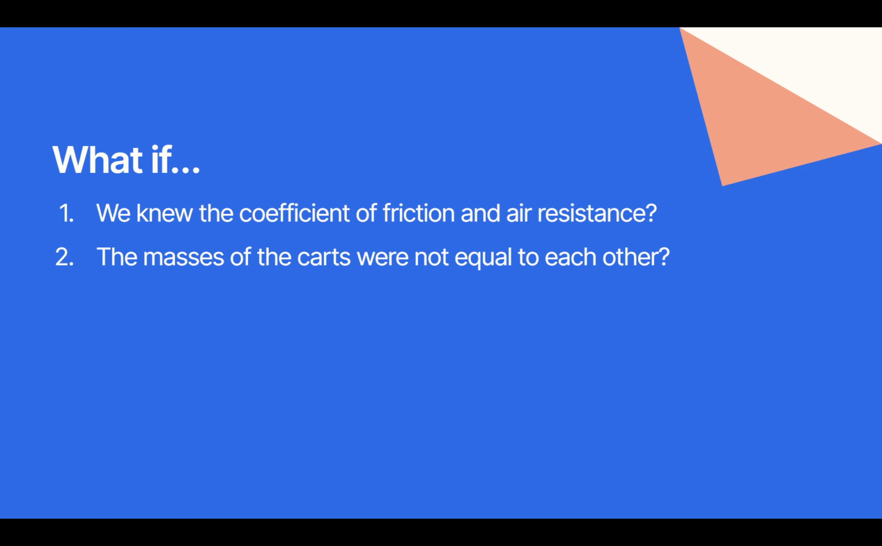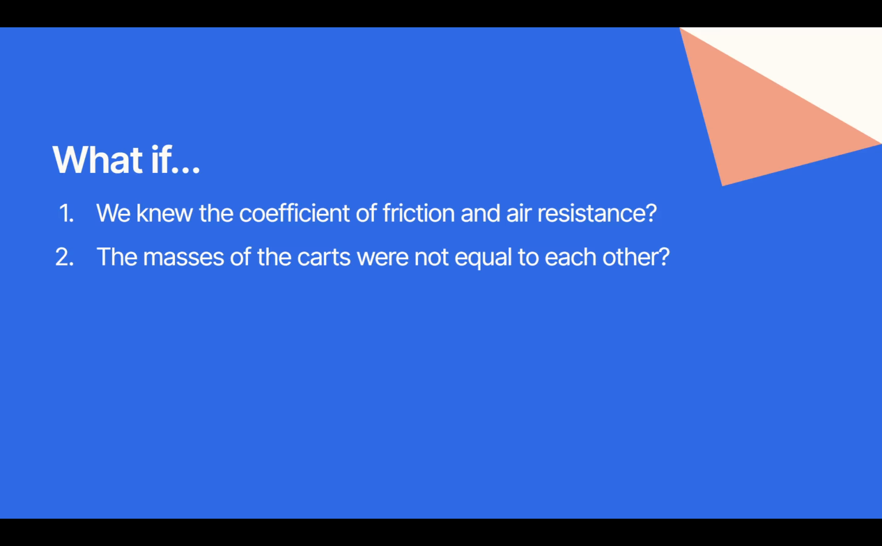So what if we knew the coefficient of friction and air resistance? Well, with this information, we could get a more accurate representation of the actual motion that the carts are undergoing. However, this will result in a change in momentum and a change in energy because both friction and air resistance are doing work on the system.